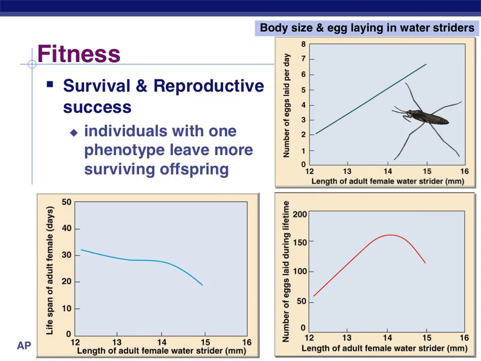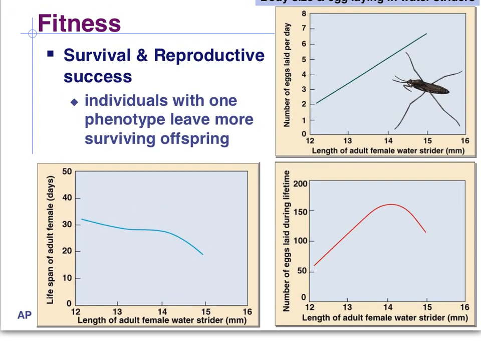So here we have a couple of graphs that all relate to this insect called a water strider. And we're looking at the female of the species. So we can see that as the female gets bigger, she lays more and more eggs per day. So that would be good. Bigger females lay bigger eggs. That sounds good. But if we come over to this graph, we see that the bigger the female, the less her lifespan is. So as the female gets bigger, her life expectancy or her lifespan in terms of how many days she is alive for decreases. So whereas bigger females lay more eggs, bigger females also die faster.